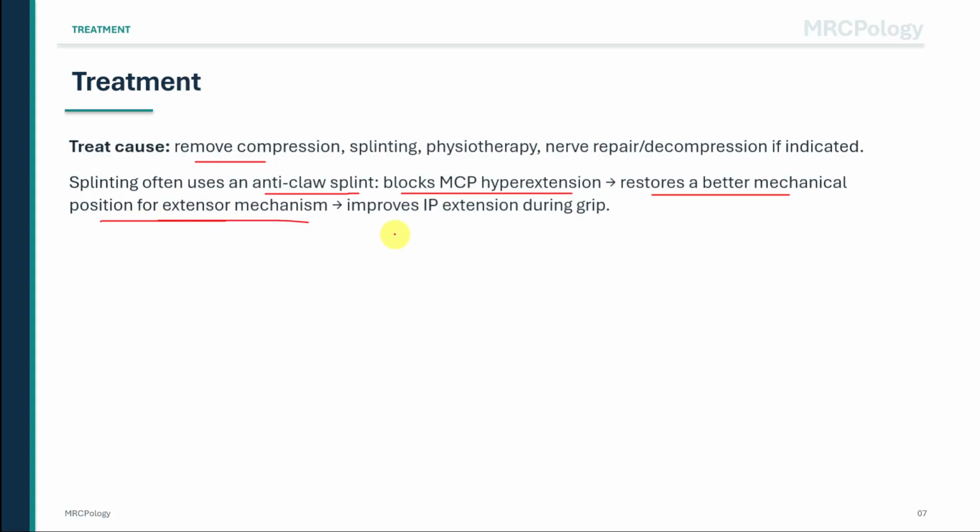The memory hook is: intrinsic muscles flex the MCP joints and extend the IP joints. Lose the intrinsic muscles and the posture reverses. The MCP joints extend, the IP joints flex, and the fingers form a claw.